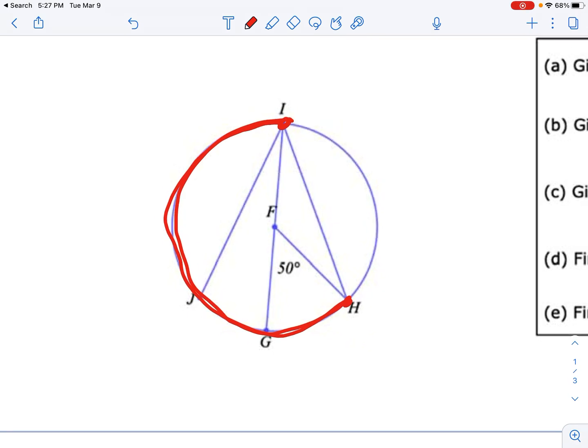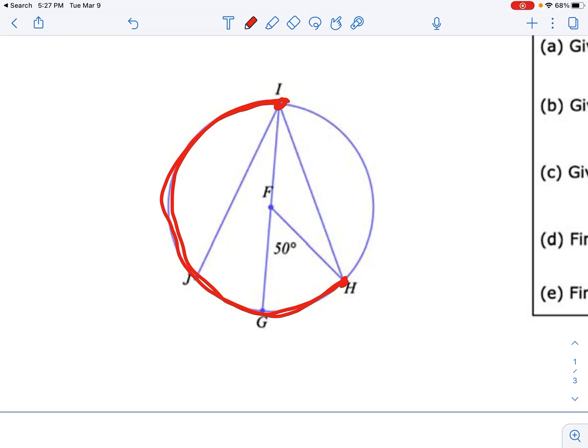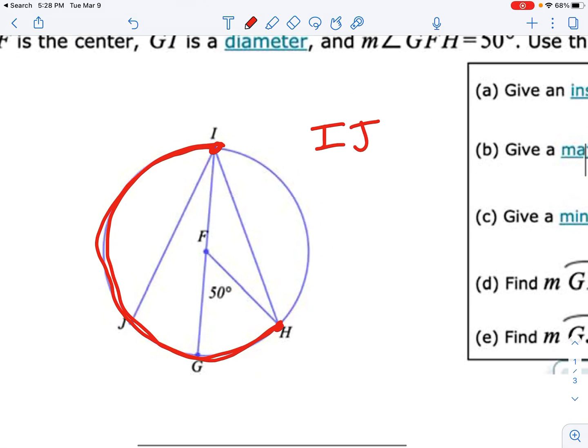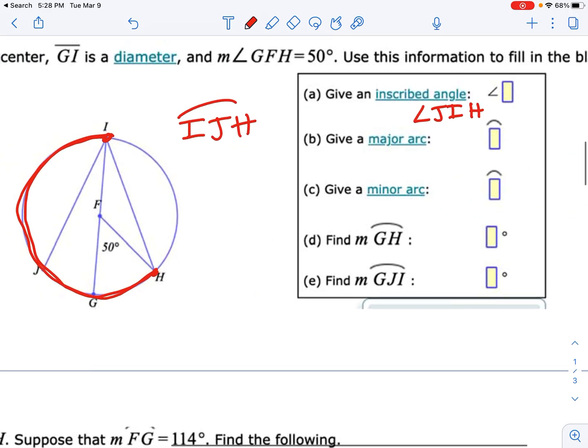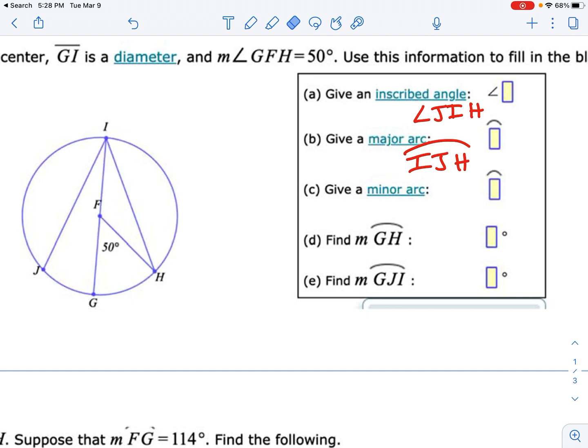Now, I had a student ask me a question that said, if I were to write this out, would I have to do I, J, G, H, like that, if it's a major arc? And the answer is no. I don't have to list everything in there. I just need one point that's between there. So I, J, H would do just fine. And I actually should have written it over here. I, J, H would be a major arc. Give a minor arc. A minor arc would be, for example, GH. That's smaller than 180.